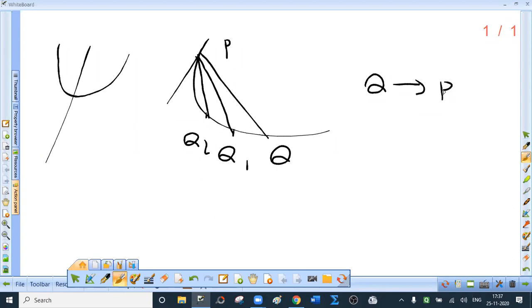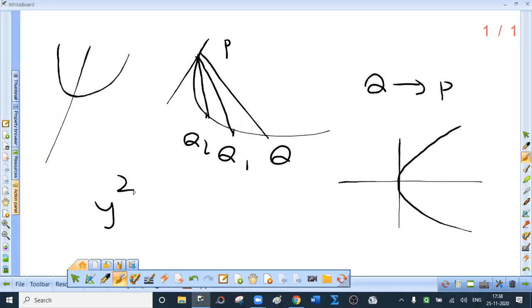Now I said tangent is a line which intersects the curve in two coincident points. See, this is a parabola. I have already told you about this. What is the equation of the parabola? Say y square equal to 4x. Generally, we take it as y square equal to 4ax, but here I have taken a as 1.